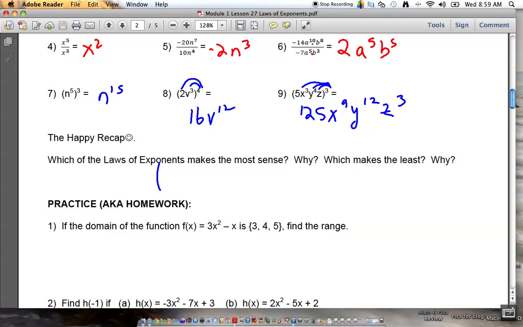Ready? Hold it. 3x to the 4th, y to the a, to the 4th is equal to, what does it say, 81 x to the b, y to the 21. Okay, now, this would be 4 to the 4 is 16. So b is 16.